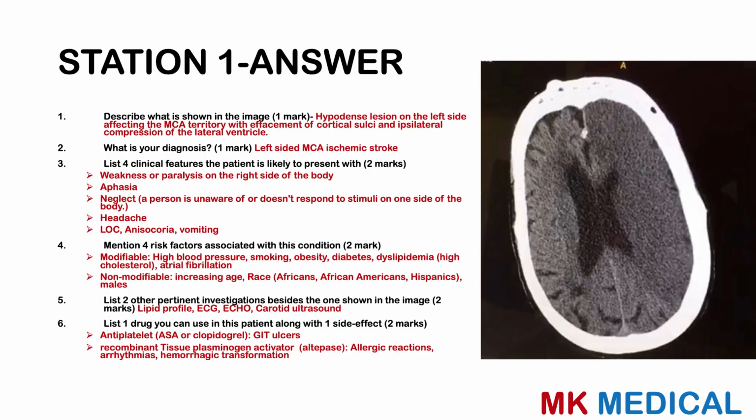The drugs that you would use, you can use antiplatelet drugs, which are very important, aspirin or clopidogrel. One of the side effects of aspirin is, of course, you develop GIT ulcers with prolonged use. There's also risk of hemorrhage. And you can also use the recombinant tissue plasminogen activator, depending on when this patient actually presented. But generally, we can use alteplase, and the side effects are allergic reactions, arrhythmias, and sometimes hemorrhagic transformation, especially with very large infarctions like this one.